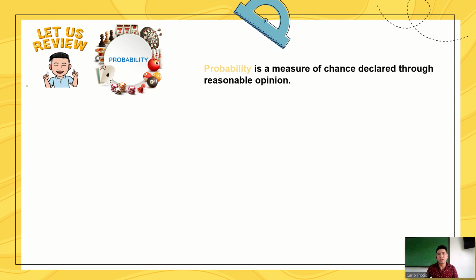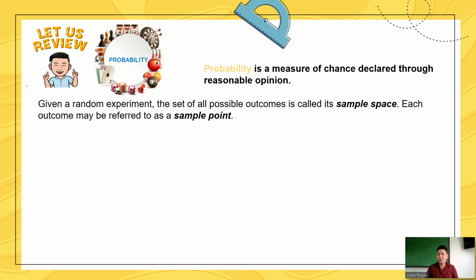This is a lesson in your junior high school. Probability is a measure of chance declared through reasonable opinion. You want to know the percentage that you are going to win that game, or win the heart of the one that you are courting. For example, that is the probability. Given a random experiment, once you are doing the lottery game or recording all the people that are entering your establishment, those are examples of a random experiment.